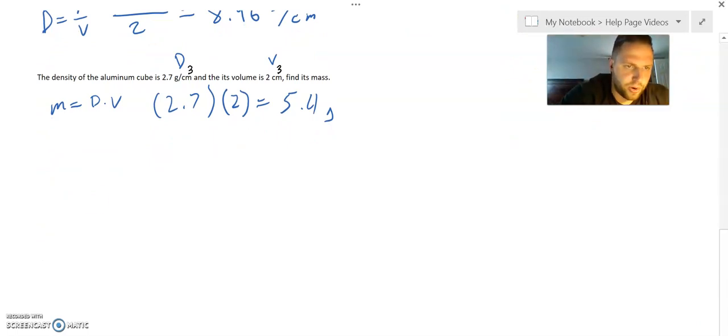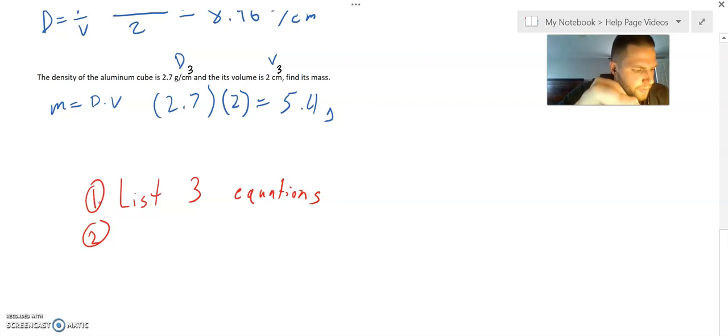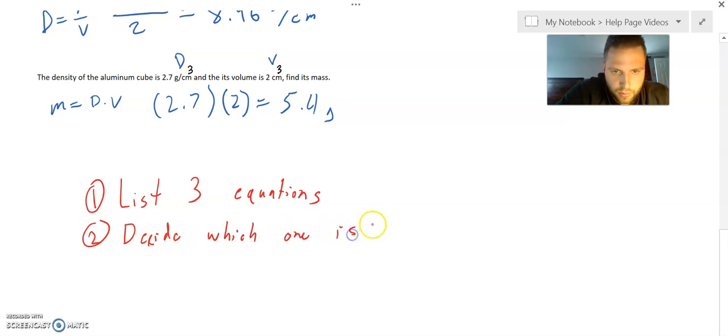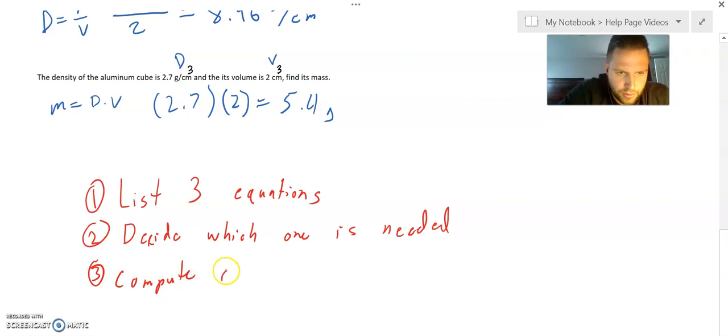So just to recap this video, there's kind of 3 steps that we've talked about. When doing a density problem, step 1, list 3 equations. Step number 2, decide which one is needed. Step number 3, compute and add proper units.